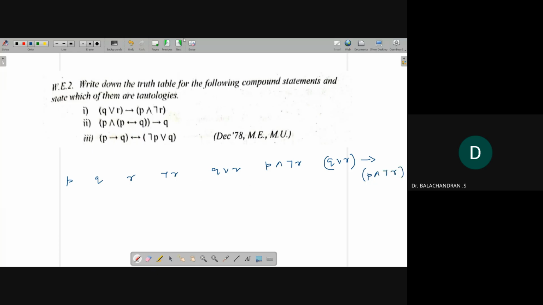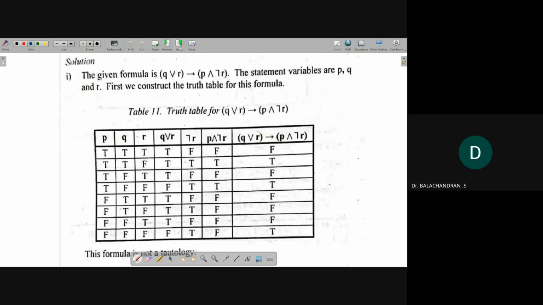So that you can see in the next slide. For P, I think I told that for P, Q, R, the first four of them are true, the next four of them are false. For Q, TTFF, TTFF. For R, alternately TF, TF, TF, TF. Okay, Q or R.